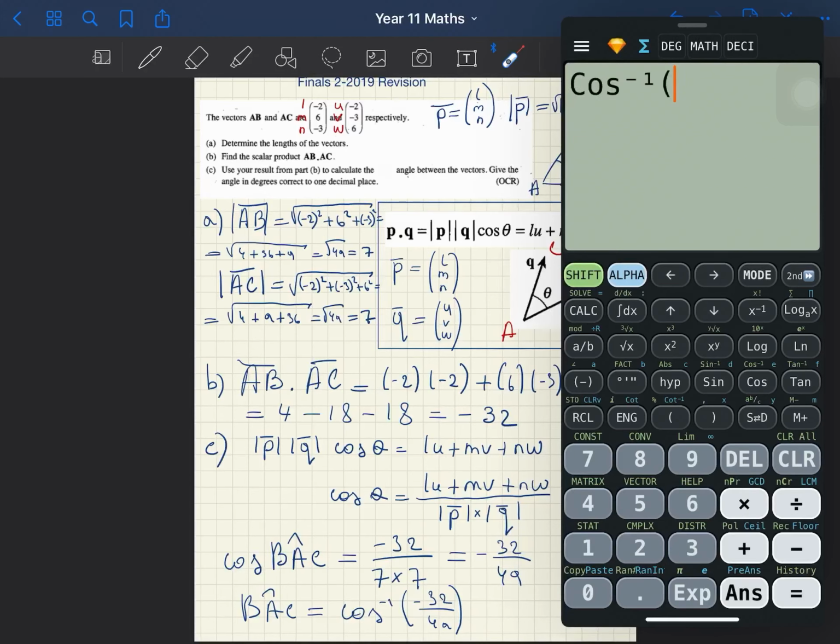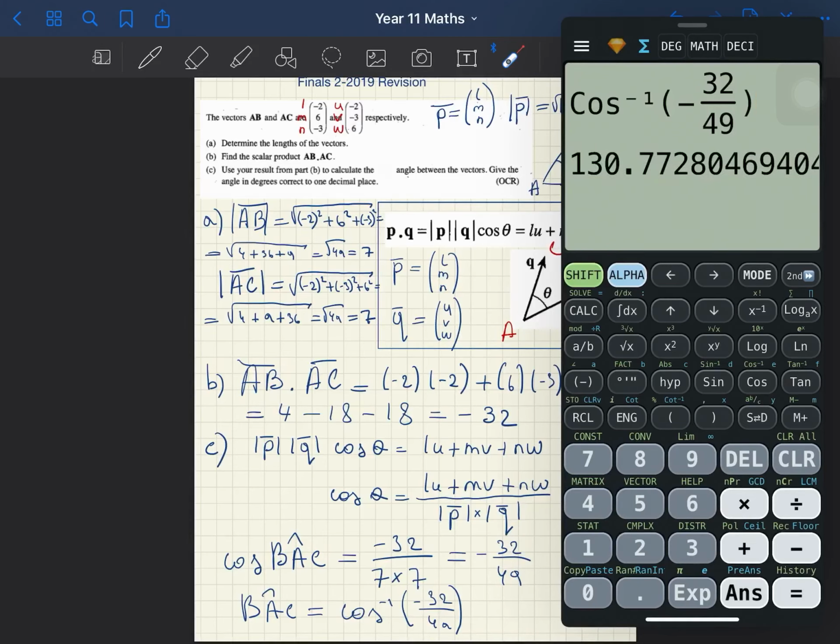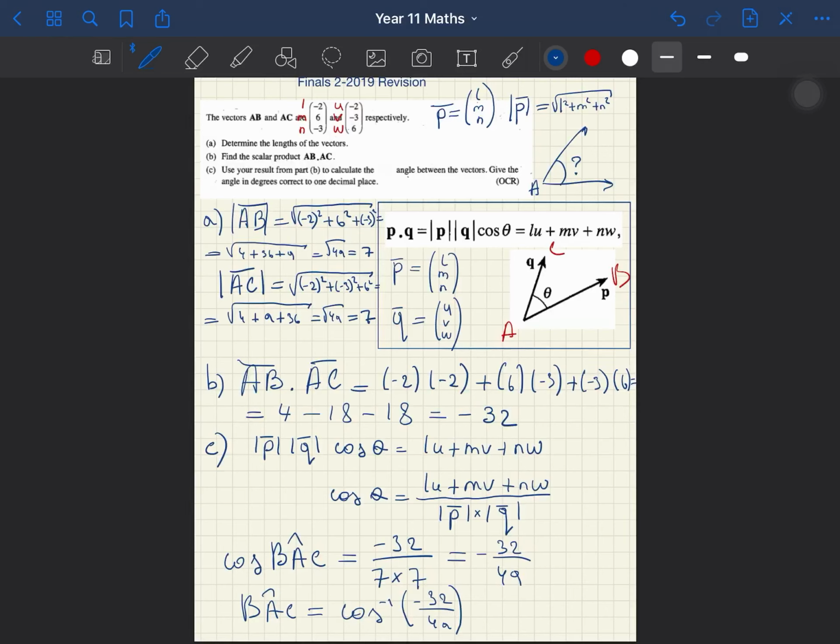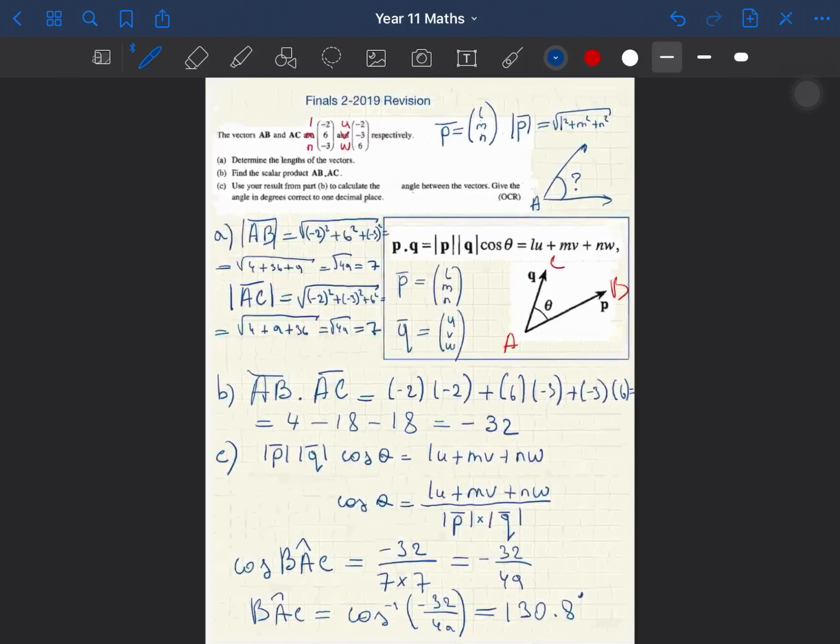Anyway, cosine inverse of negative 32 over 49 is equal to 130.77, to 1 decimal place, right? One decimal place, always read the question. So it's actually 130.8 degrees. Okay, that's it for the first question. Please take a look carefully. We go to the next one.